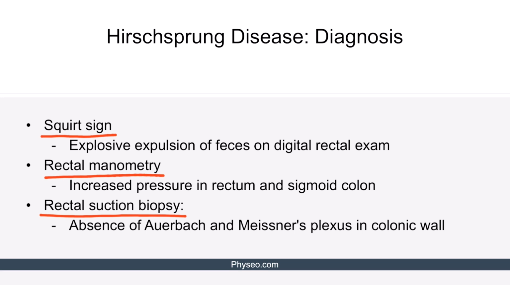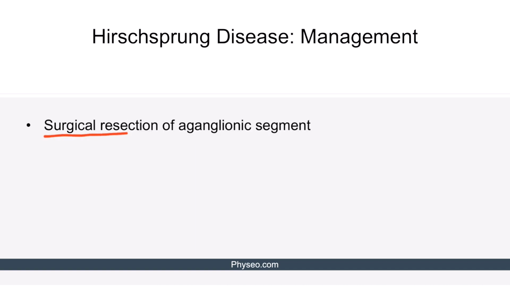A regular biopsy checks only the mucosa, but a rectal suction biopsy checks the mucosa and submucosa. Suction biopsy is necessary to diagnose Hirschsprung disease because the Meissner plexus is normally located in the submucosa. Absence of the Meissner plexus in the submucosa on rectal suction biopsy will confirm Hirschsprung disease. Management of Hirschsprung disease is surgical resection of the aganglionic segment.